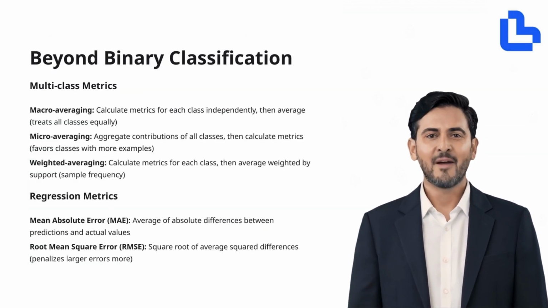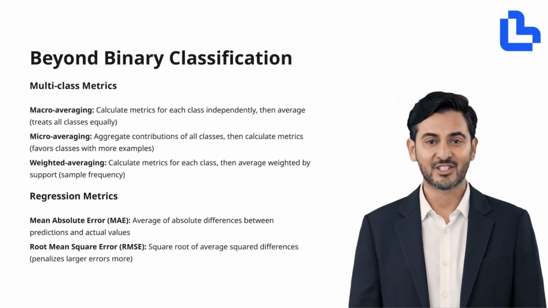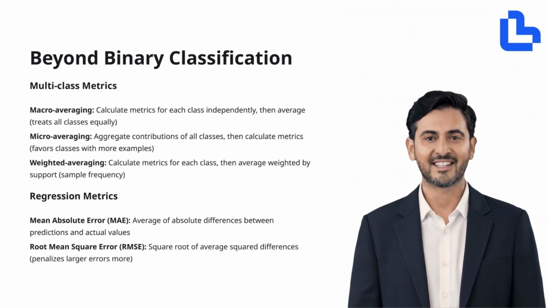While accuracy, precision, and recall are essential for binary classification tasks, real-world machine learning often involves more complex scenarios. That's why it's important to understand how to evaluate models beyond simple yes or no predictions. Let's start with multi-class classification. When your model predicts one of several categories, like identifying the type of object in an image, you need metrics that account for performance across all classes.